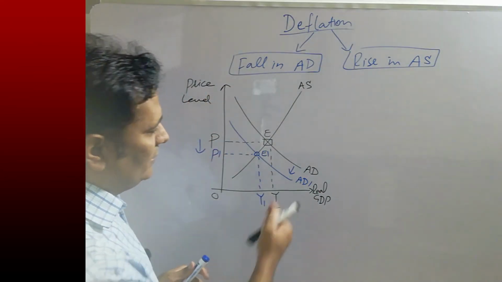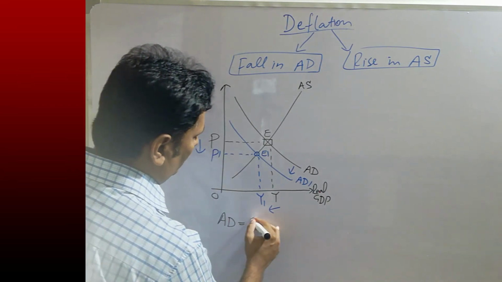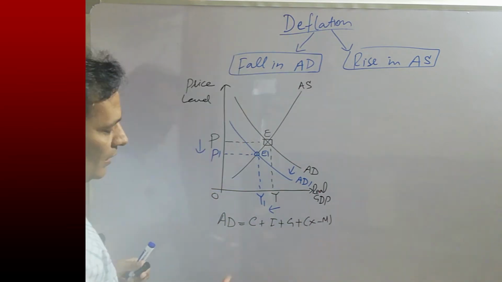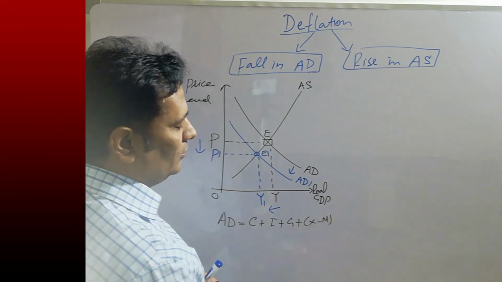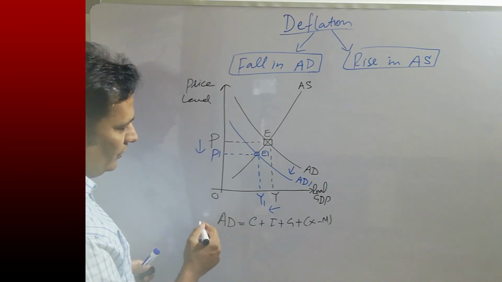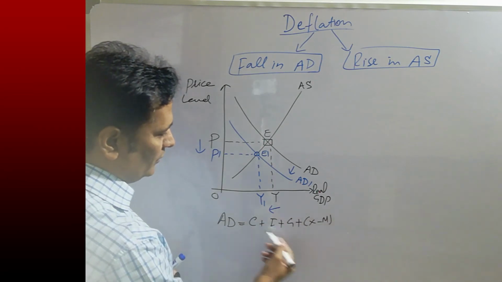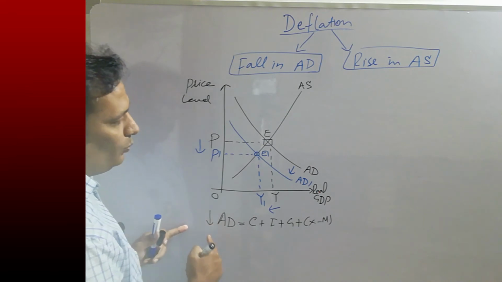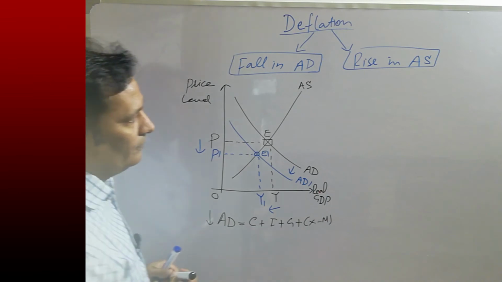So what causes aggregate demand to fall? We already know that aggregate demand has four components: C plus I plus G plus X minus M. If there is fall in consumption, fall in investment, fall in government expenditure, or fall in net exports, then aggregate demand will definitely fall. If the net effect of these components is negative, then aggregate demand will also fall. And whenever aggregate demand falls, the aggregate demand curve shifts to the left.